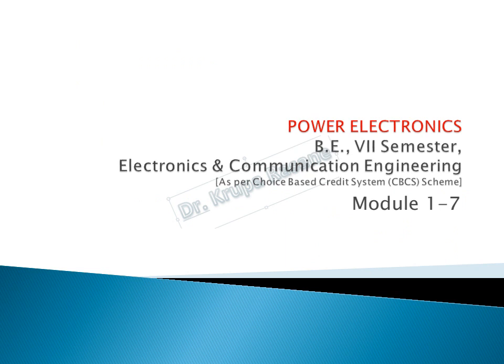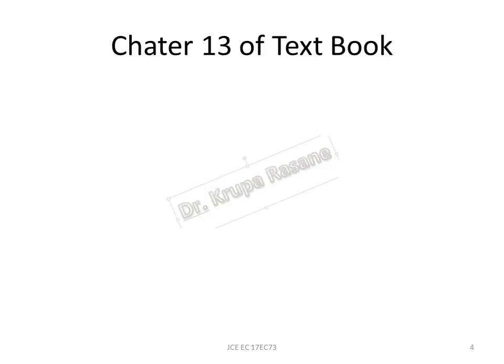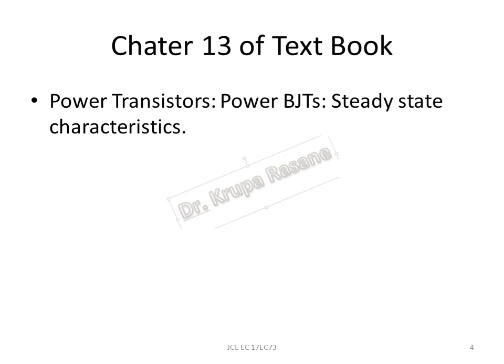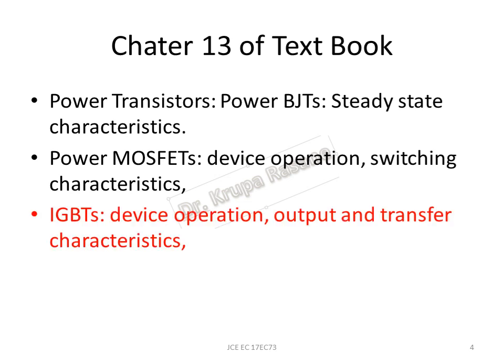Okay, so let us continue with the 7th video of Module 1 in Power Electronics for the 7th semester VTU syllabus. So these are the two chapters we have for the Module 1. We have already covered the first chapter and we are into chapter 13 as per the textbook of Muhammad H. Rashid. So in chapter 13, we have seen power transistors and its characteristics. We have also seen power MOSFETs, its steady state and switching characteristics. In this video, we'll be looking at IGBT's device operation, output and transfer characteristics.